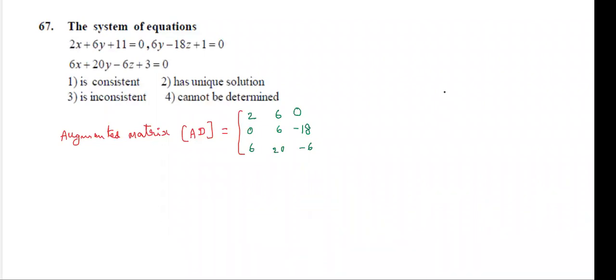Now write the constant matrix. Here plus 11 is there. Send it to the right hand side. Then you will get 2x plus 6y is equal to minus 11, 6y minus 18z is equal to minus 1, 6x plus 20y minus 6z is equal to minus 3. Now students, observe the constant matrix: minus 11, minus 1, minus 3.